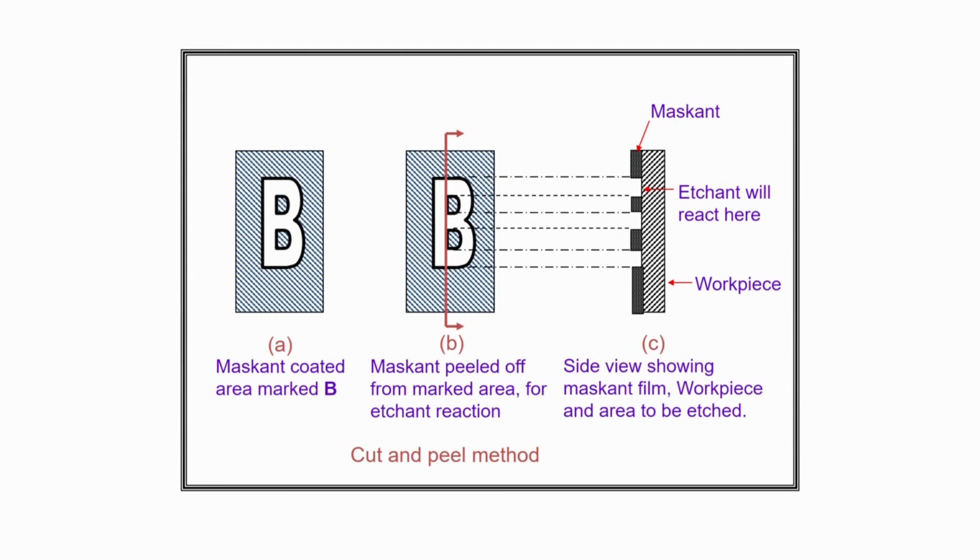This is the workpiece here, maskant coated already. If you take a cross section along this line, you can see the workpiece material, here the maskant layer, and this is the exposed area where we need the machining to be carried out. These are the exposed areas, and these are the maskant here, deposited on the workpiece surface. Here the maskant is peeled off from the marked area for the etchant reaction. This is the schematic diagram of the cut and peel method.